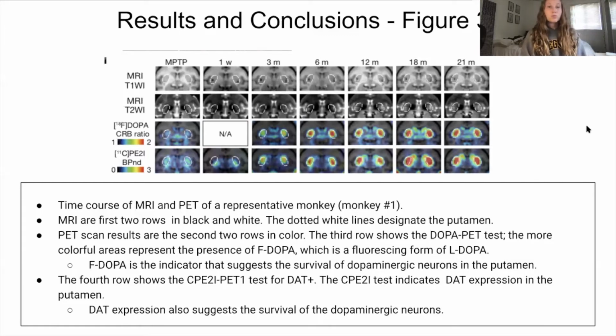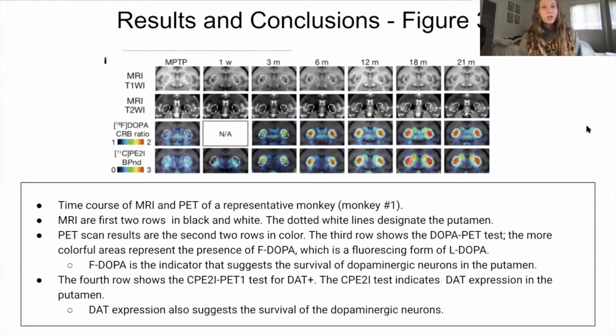So the first one is with the initial treatment of MPTP, which creates the symptoms of Parkinson's disease. And then the second column is after 1 week, and then 3 months, 6 months, 12 months, 18 months, and 21 months. So this is showing the progression over time of the certain area in their brain that is of interest to the researchers.